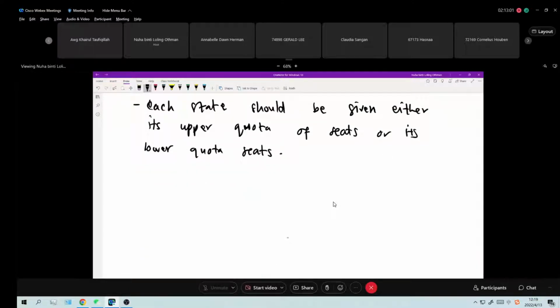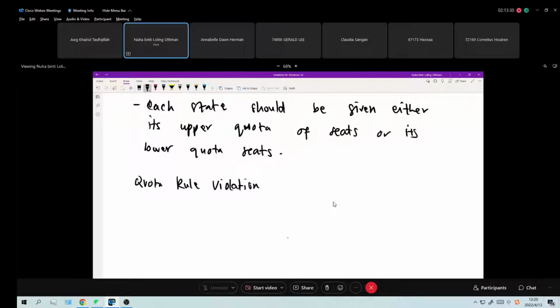So here you have quota rule violation. What is the meaning of this? You know that the quota rule says that each state should be given its upper quota seats or lower quota seats. So this is an example.